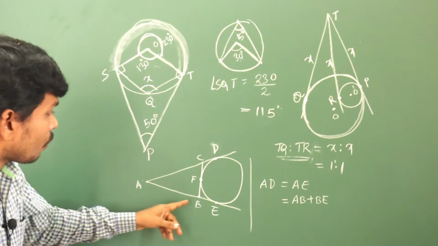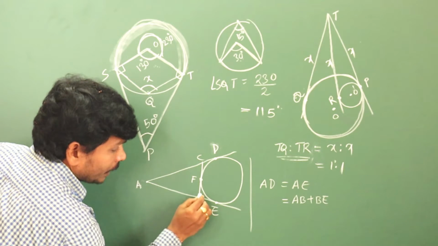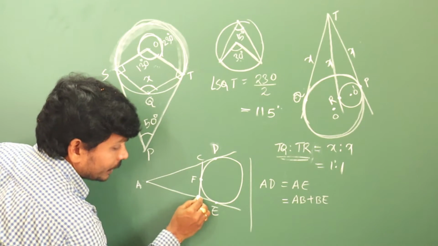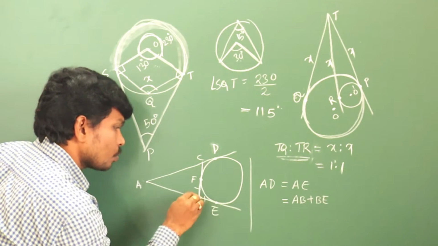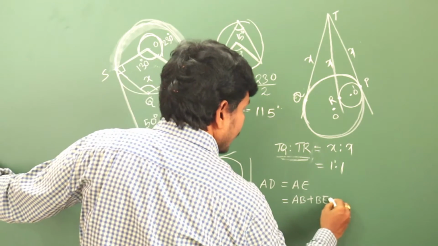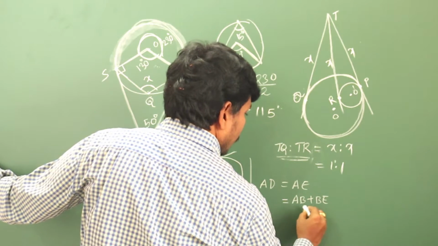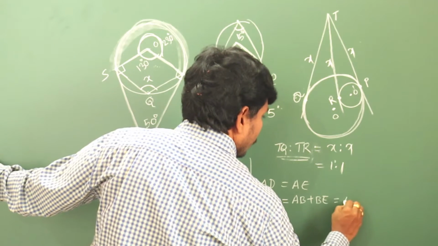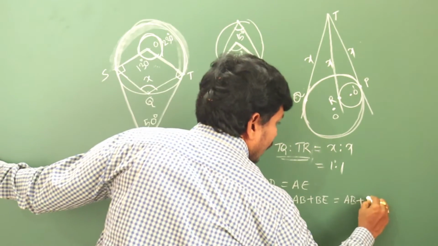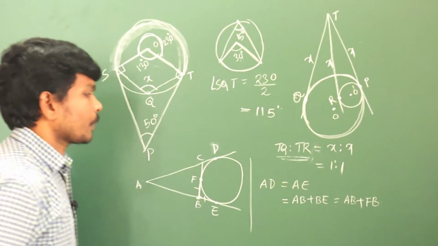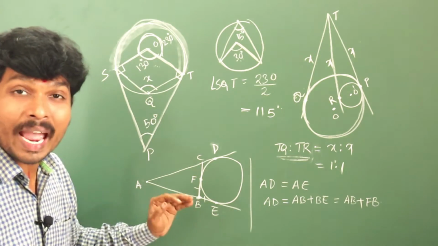Now what is your BE value? See, B is an external point. B is here an external point. Okay, so that's why BE is equal to FB. These two are equal, no? So that's why I'm writing BE plus again FB. So that is equal to AB plus BF or FB. So this is the AD value. So on both sides you have to add one more AD.